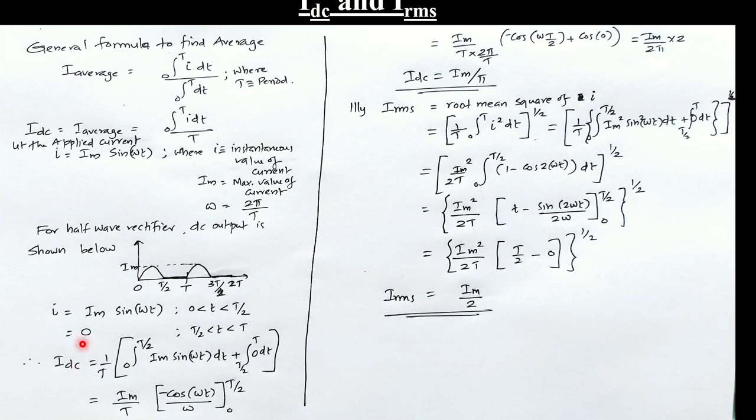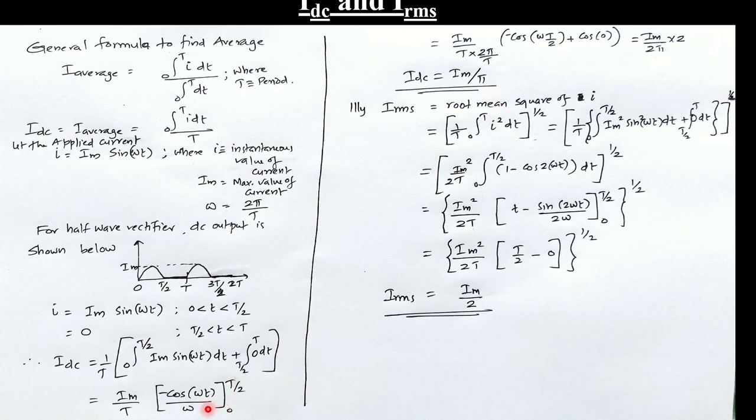So IDC, if we substitute it in the above expression, IDC equals 1 by T times the integral from 0 to T by 2 of Im sin omega t dt, plus the integral from T by 2 to T of 0 dt, because the current is 0 for the range T by 2 to T. Im is a constant, so you can take it outside: Im by T, and the second quantity goes to 0. What remains is the integral from 0 to T by 2 of sin omega t dt. The integral of sine is minus cos omega t by omega, from the limits 0 to T by 2.